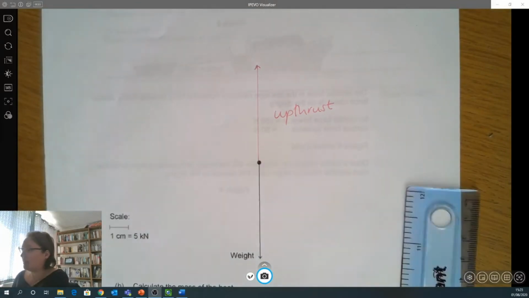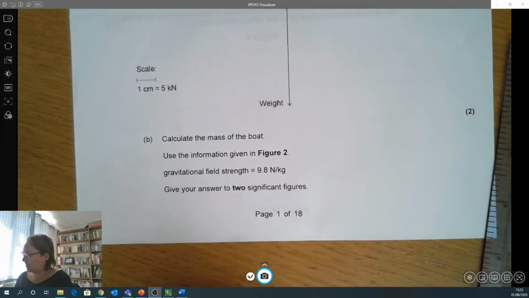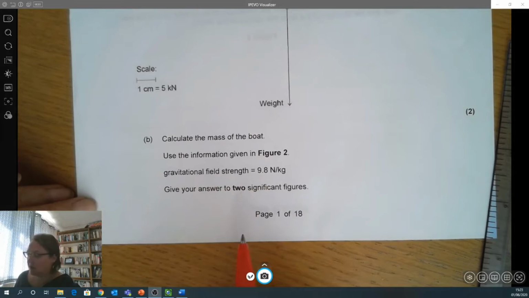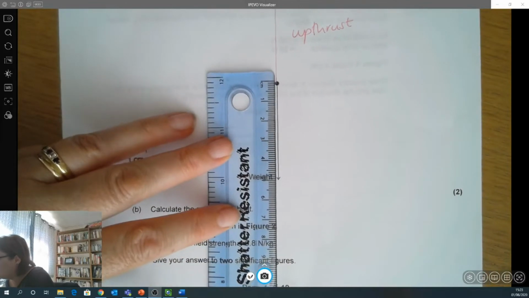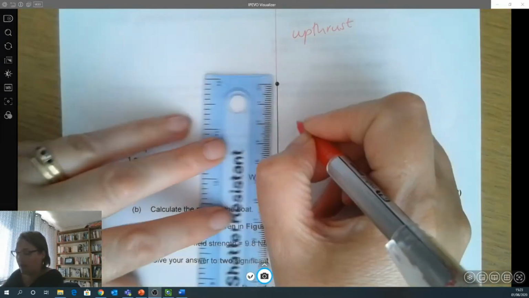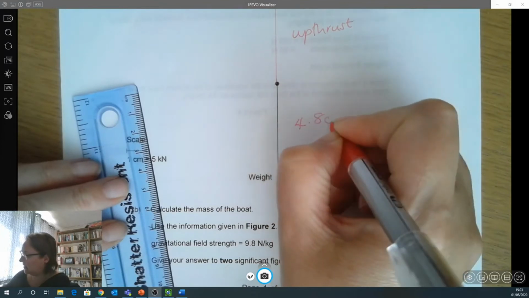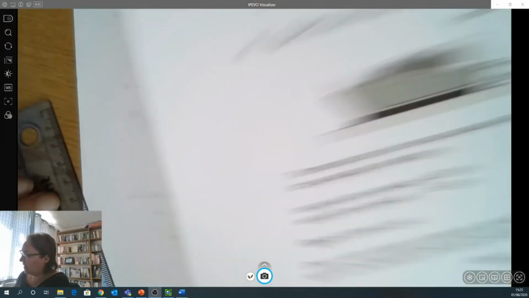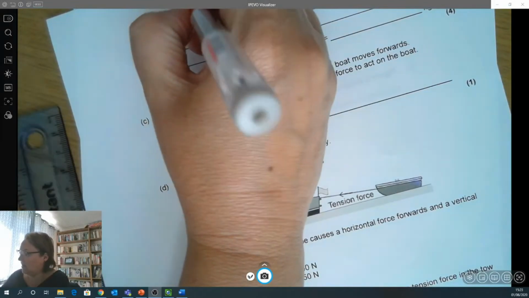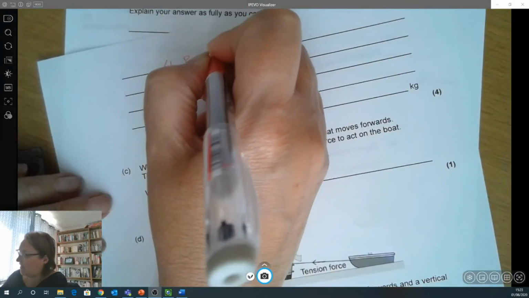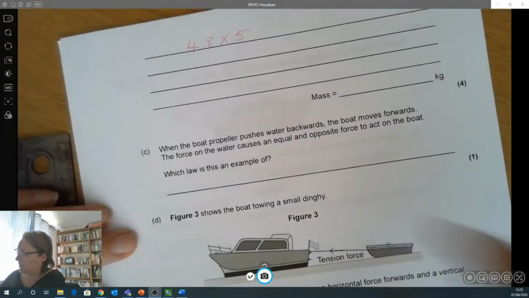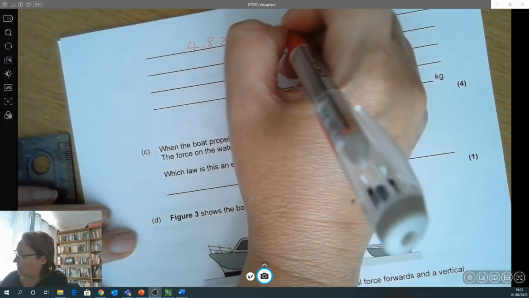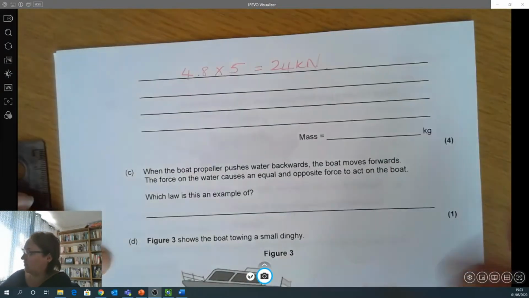It then says to calculate the mass of the boat using the information I've been given. The gravitational field strength is 9.8. The first thing I need to do is, if 1 centimetre is 5 kilonewtons, I need to measure that, and I make it 4.8 centimetres long. So if it's 4.8 centimetres long and each centimetre is 5 kilonewtons, then in total it is 24 kilonewtons, and therefore I have my first mark.